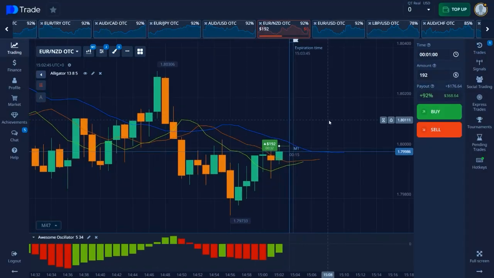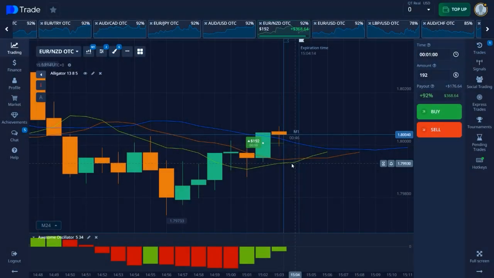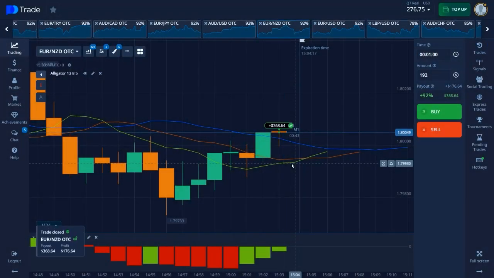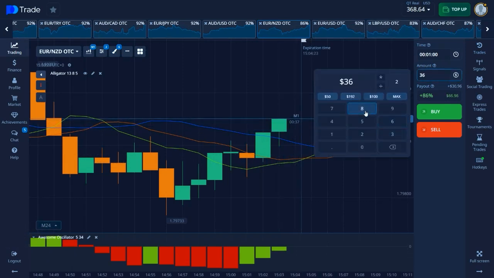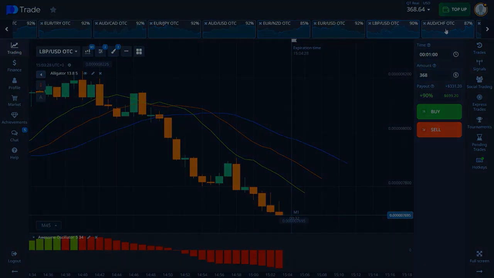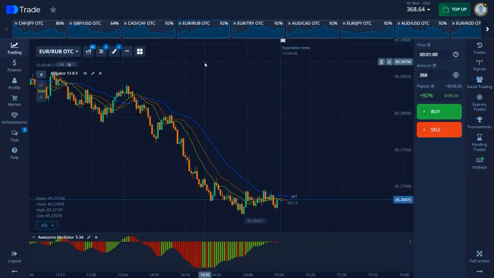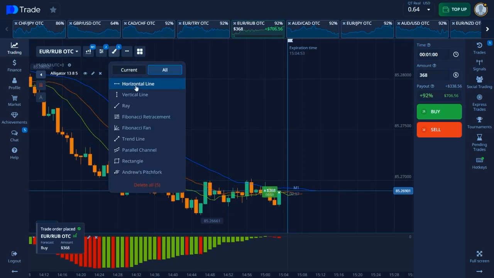And we see that an upward movement has begun from the support level. The shadows of the candles are forming from below. There is pressure from buyers. Let's look at the price volumes. They are increasing. That is, everything indicates that the trend will continue upward. Therefore, we are waiting for the result. So, friends, our second deal also ended in plus. $368 on the balance. We set this amount and move on to the next currency pair.